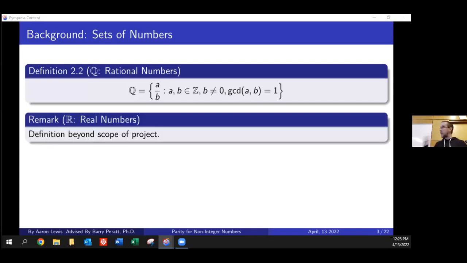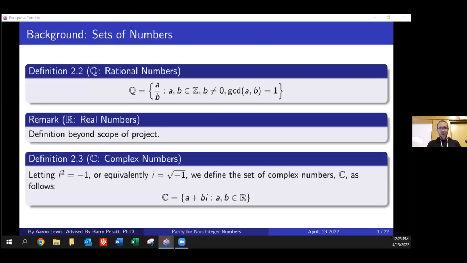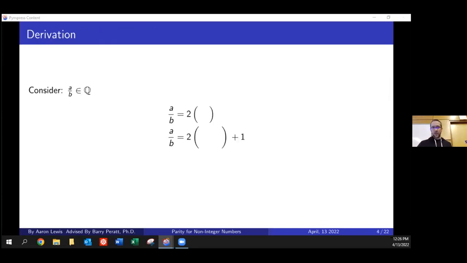And we'll be looking at the real numbers, but the actual concrete definition for the real numbers is a little beyond the scope of this presentation. But we can define the complex numbers, which we will be looking at, by knowing i, the square root of -1. It's any number a plus bi, where a and b are real numbers.